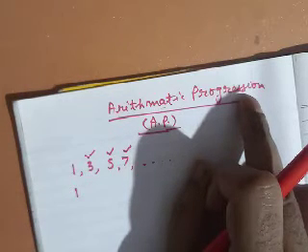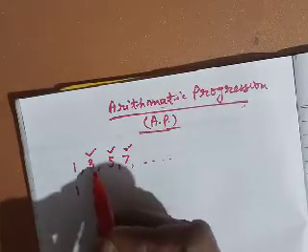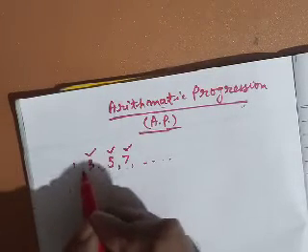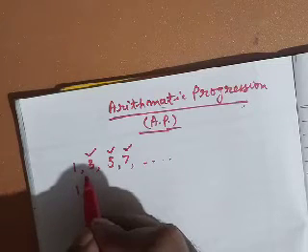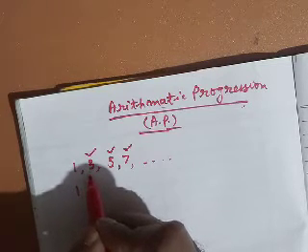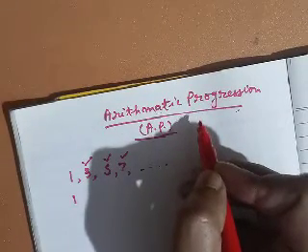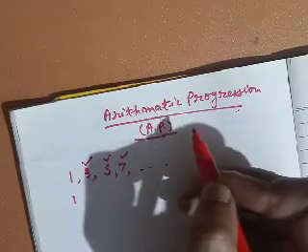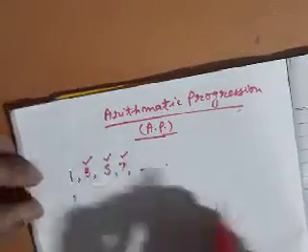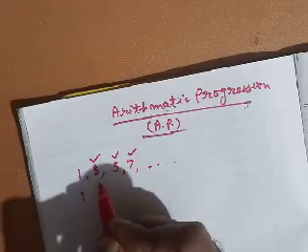So what will be the definition of arithmetic progression? If we add a fixed number to the previous term to get the next term, it is called arithmetic progression. This fixed number may be 0, any positive number, or any negative number. In this example, we add a positive number whose value is 2.